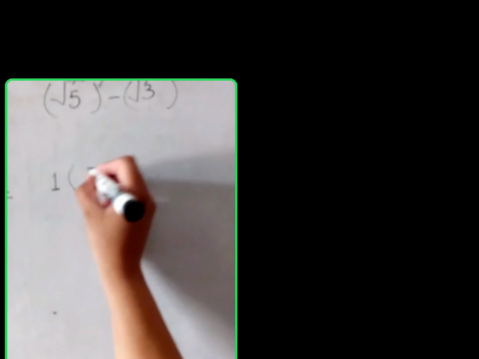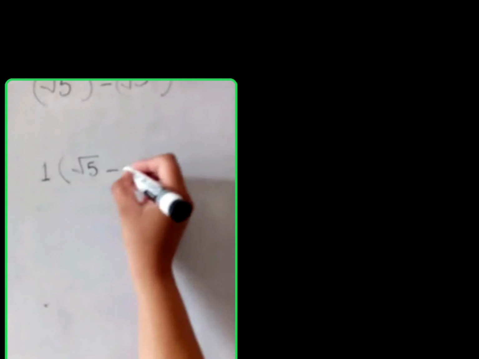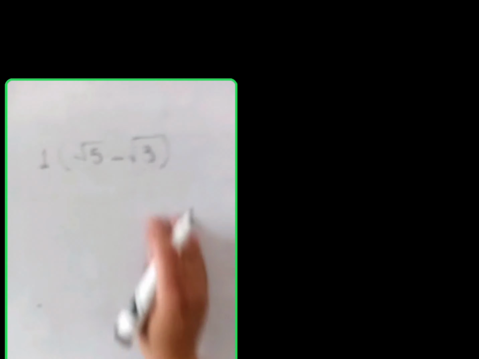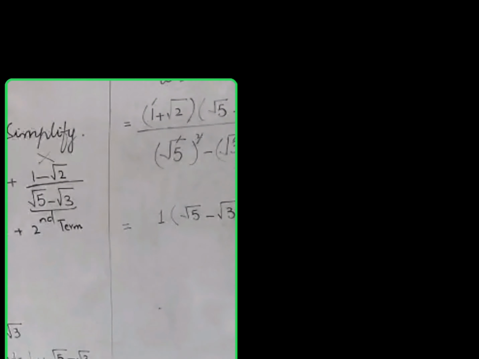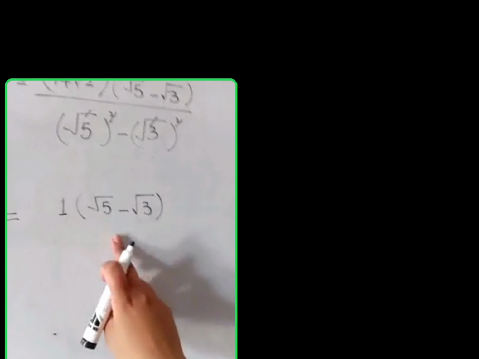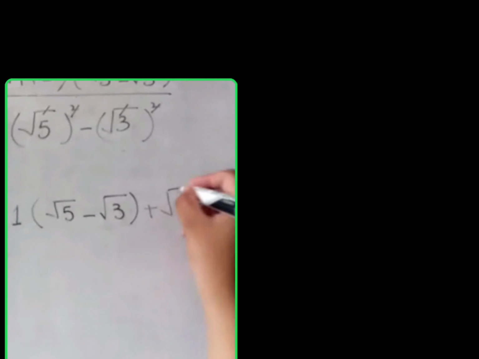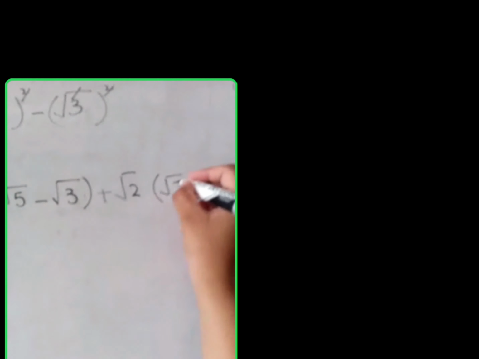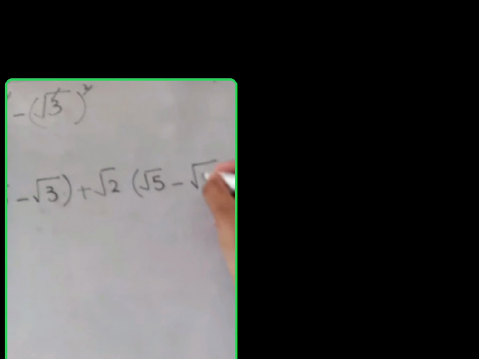It is 1. Select this first term multiplied by the second bracket, square root 5 minus square root 3. Then this plus, give me the calculator. One times square root 5 minus square root 3, then this plus square root 2 into square root 5 minus square root 3.